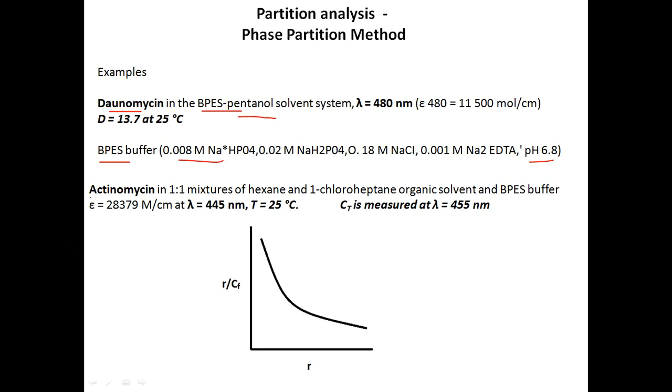So another example is actinomycin, which is done with a 1:1 mixture of hexane and chloroheptane as the organic solvent. One part of hexane and one part of chloroheptane is taken as organic solvent, and the aqueous system is again the PBS buffer system. The lambda max for actinomycin is at 445 nanometers at 25 degrees Celsius. In this case, CT is measured at the isosbestic point at 455 nanometers with a known epsilon value. So once you obtain the CF and CT values, you can plot the binding isotherm and calculate the binding constants and binding ratios accordingly.